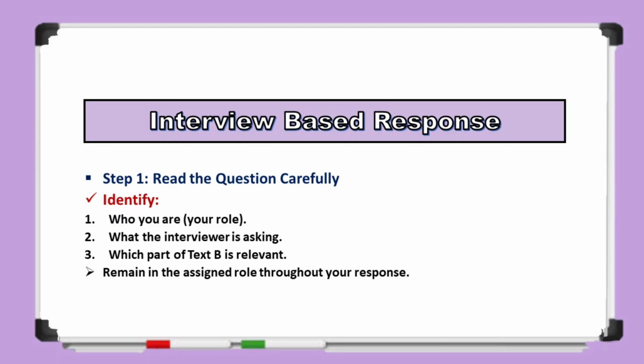Step 1 is to read the question carefully. Before writing anything, identify who you are, what the interviewer or question is asking, and which part of text B contains the relevant information. Stay in the assigned role from the beginning to the end of your response. Never switch to another character or begin writing from your own point of view.